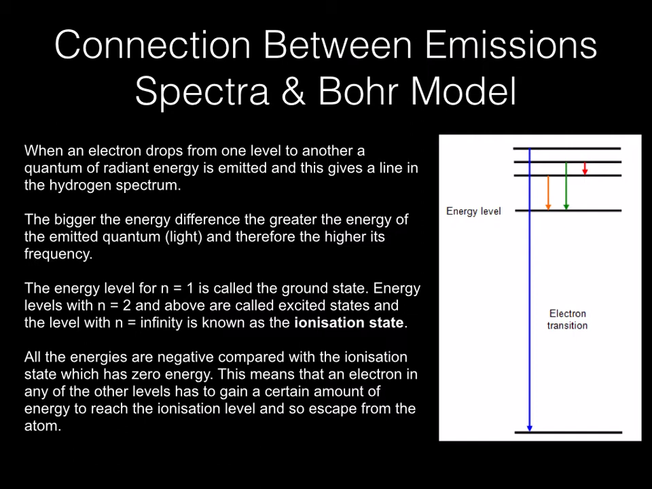The energy level for N=1 is called the ground state. The energy levels from N equals 2 and above are called excited states. And the level with N equal to infinity is known as the ionisation state. All the energies are negative compared to the ionisation state, which has zero energy. This means that an electron in any of the other levels has to gain a certain amount of energy to reach the ionisation level, so it can escape from the atom.